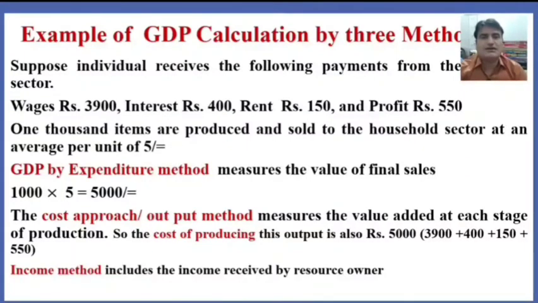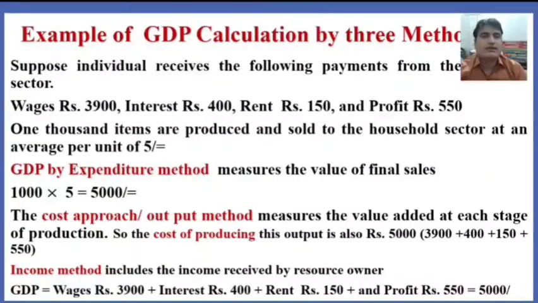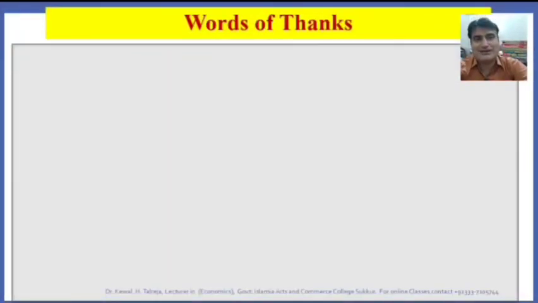How to calculate GDP under the income method? As we know, the income method includes the income received by the resource owners. So the sum of the income received by resource owners in the form of wages is 3,900, interest 400, rent 150, and profit is 550. So GDP is also 5,000. So we have calculated the GDP by three methods, and it is 5,000. This is all about the calculation of GDP through three methods: GDP with income, product, and expenditure method. I hope it would be clear to all of you.